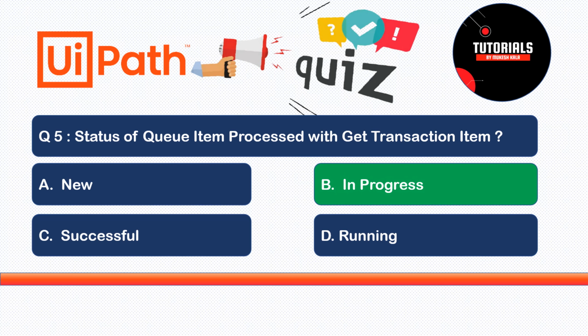Okay, so the correct answer is in progress, which means that whenever the bot is running and the get transaction item fetches the queue item from the queue, the item status will change to in progress. It would not be new, successful, or running. The status of the item will be in progress whenever the get transaction item gets a queue item from the queue.